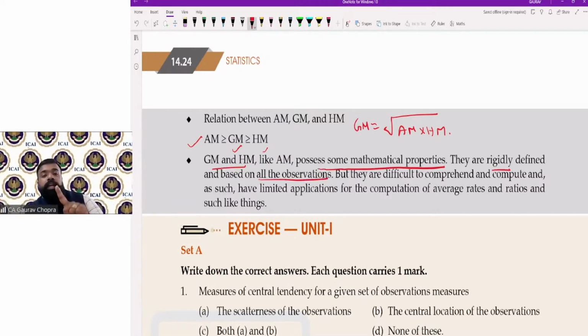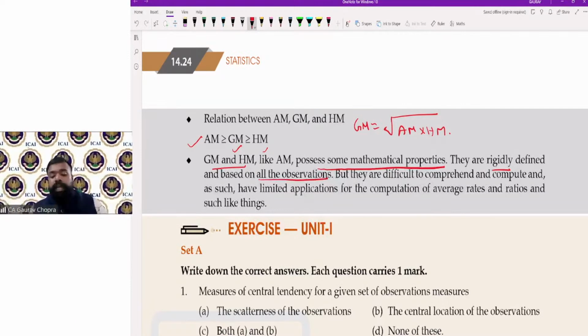अगर GM निकालना है सारे ऑब्जर्वेशन को मल्टीप्लाई करना ही पड़ेगा. अगर हार्मोनिक मीन निकालना है तो सारे ऑब्जर्वेशन का रेसिप्रोकल करना ही पड़ेगा. अर्थमेटिक मीन में सारे ऑब्जर्वेशन को ऐड करना पड़ेगा. बट इन केस ऑफ मीडियन, इन केस ऑफ मोड, देयर इज नो सच रिक्वायरमेंट.